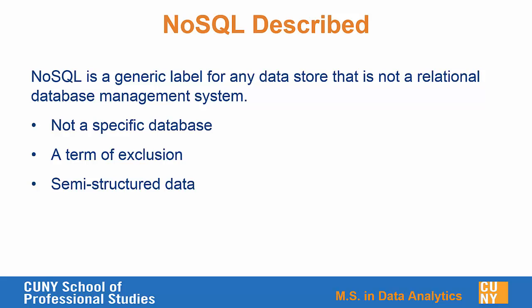NoSQL is a generic label for just about any data store that's not a relational database management system. NoSQL is not itself a specific technology. It's a label for a group of technologies, and in particular, all it means is not a relational database. It's a term of exclusion. So we use NoSQL storage methods for semi-structured data, and we use it in cases where relational databases don't meet our needs.